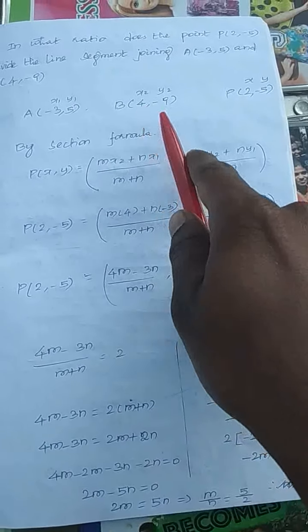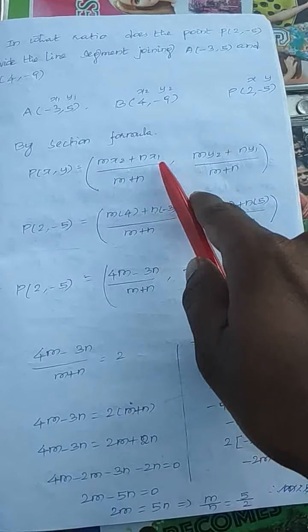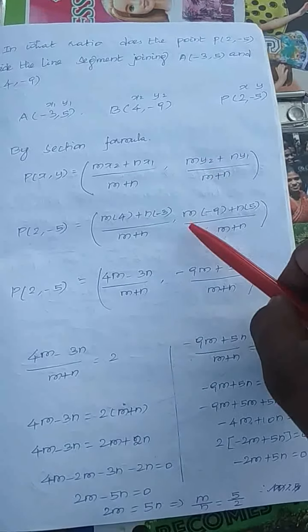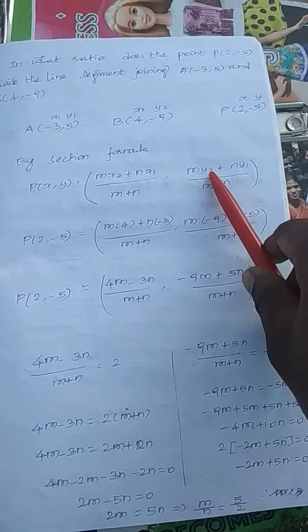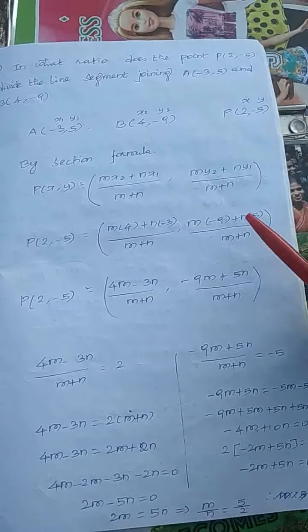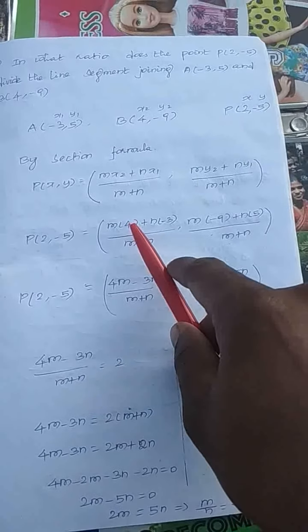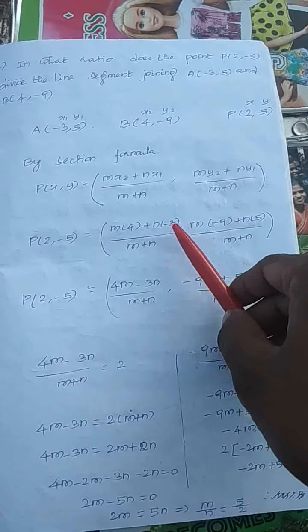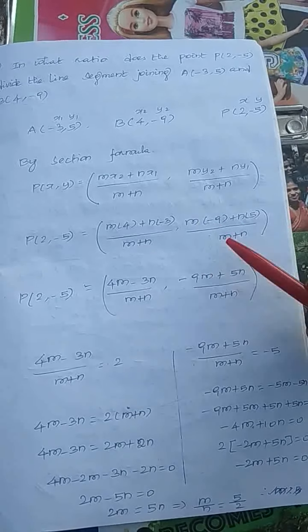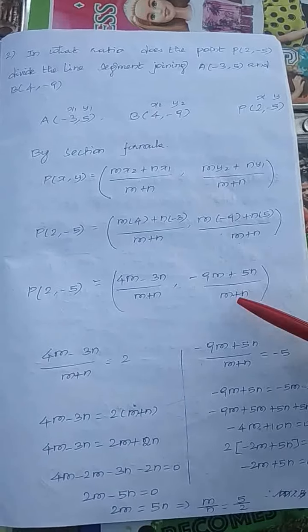After that, x2 equals 4, plus n as it is, x1 equals -3, divided by m plus n. After that, the m value is unknown, so m into y2 value -9, plus n value unknown, y1 value 5, divided by m plus n. So 4 into m, 4m, -3 into n, -3n, divided by m plus n, and -9 into m, -9m, 5 into n, 5n, divided by m plus n.